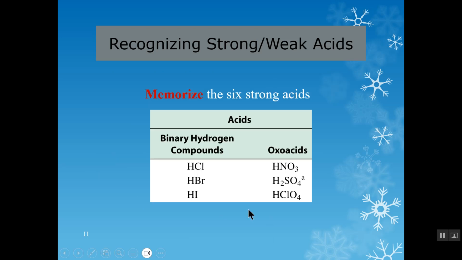However, I would strongly suggest that you memorize these 6 acids as strong acids, all right? So we have hydrochloric, hydrobromic, hydroiodic, nitric, sulfuric, and perchloric acids. These are all strong acids, all right? So if you memorize these acids as strong acids, pretty much all other acids that you're going to encounter will be considered to be weak acids, all right?